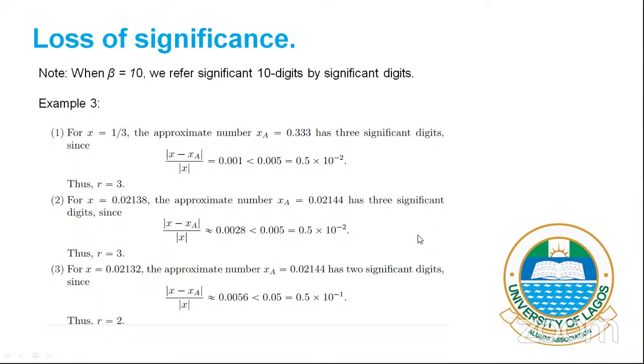Then, because 1 over 2 is always 0.5, it will not be times, because the r there is the exponent on the beta base. So if you say minus 3, that we are given, plus 1, you have 10 raised to the power minus 2. So we are just plugging in what we have in the formula to calculate this.